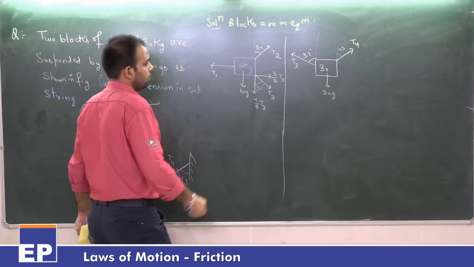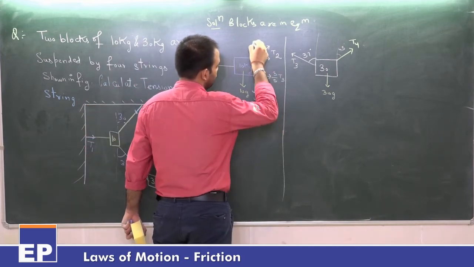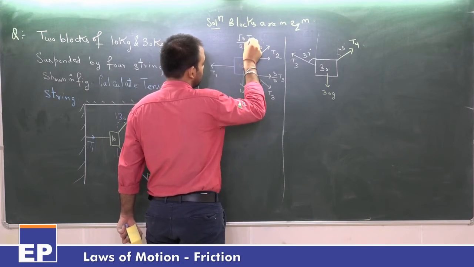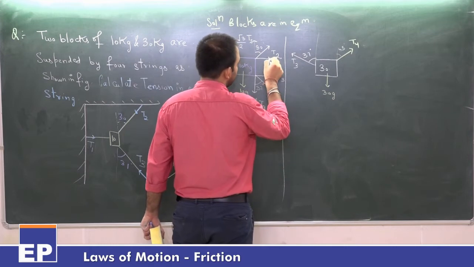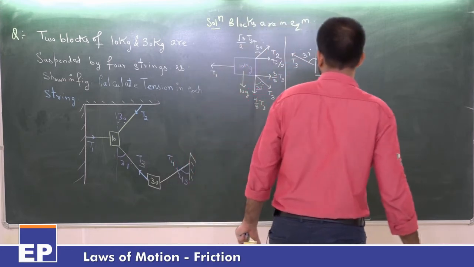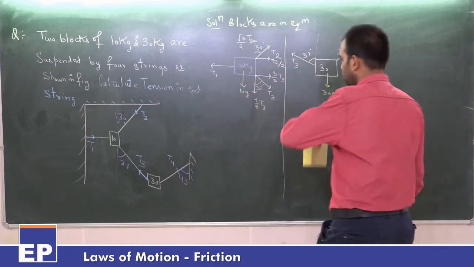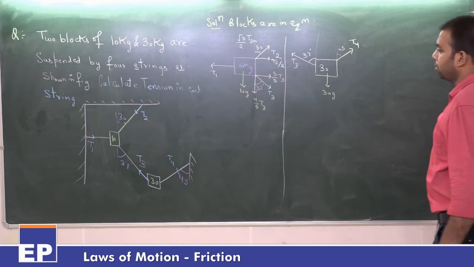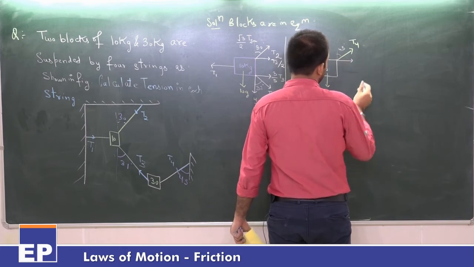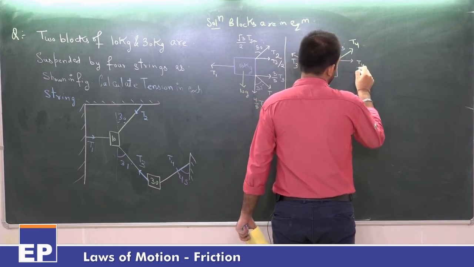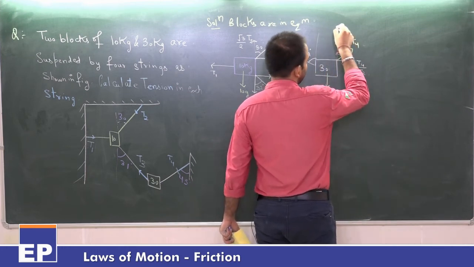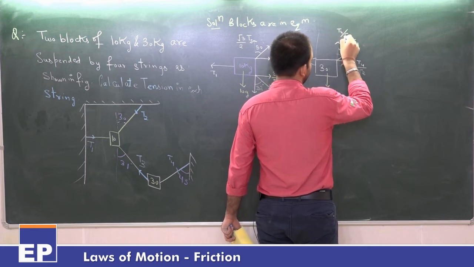Now, this is T1, this is T2. T2 का cos 30. Cos 30 is root 3 by 2. So root 3 by 2 T2. T2 का sin 30, T2 by 2. Clear? Same इसमें देखो, it is having components. Cos 45, sin 45: T4 by root 2. It is cos 45. T4 by root 2.